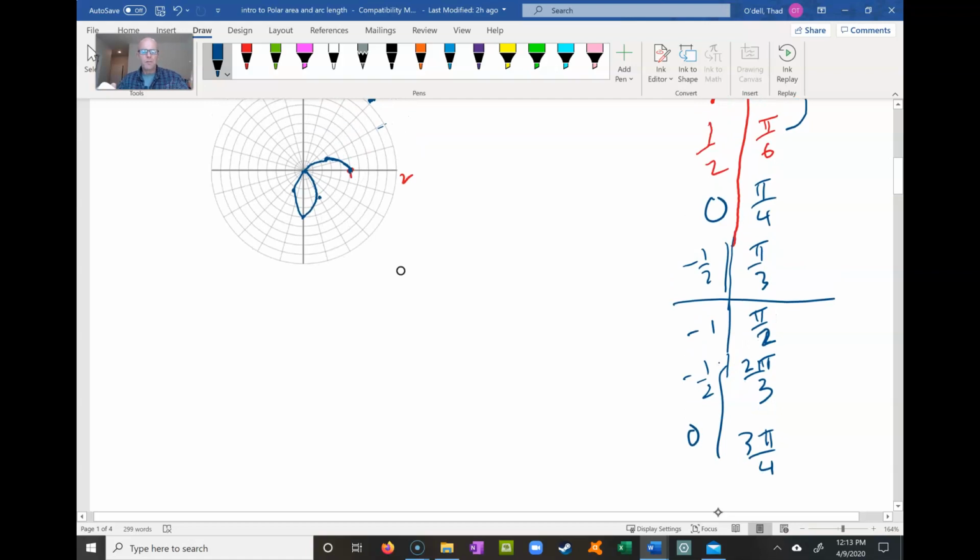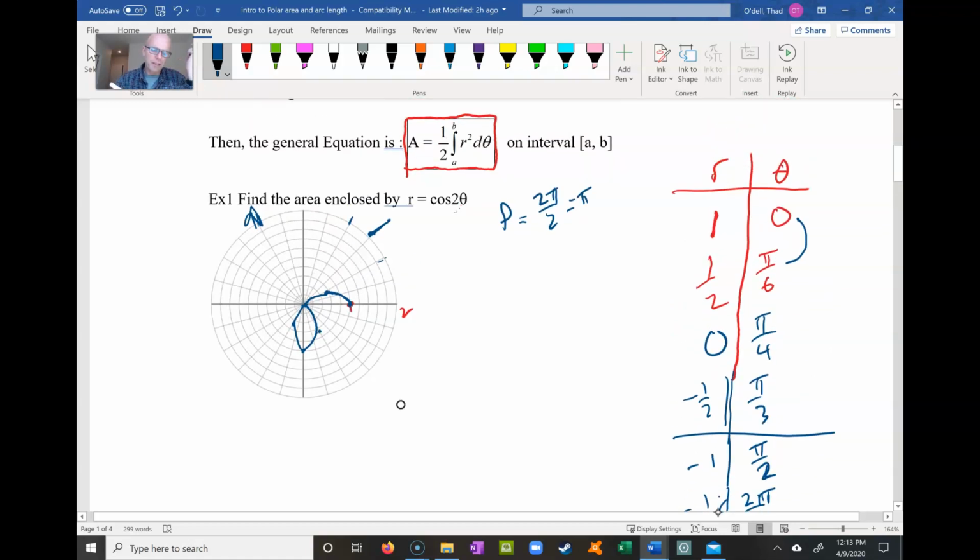Okay, so the point is, if you graph this on your graphing calculator, you already know what it looks like. It looks something like this. 1, 2, 3, 4, 5.